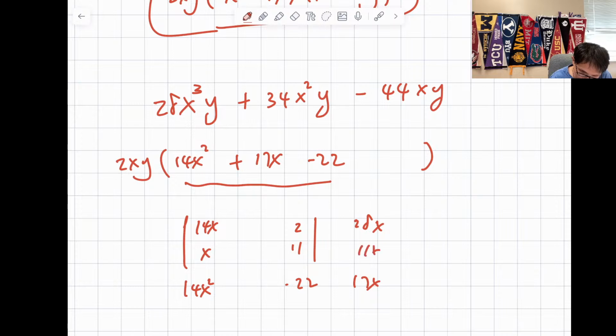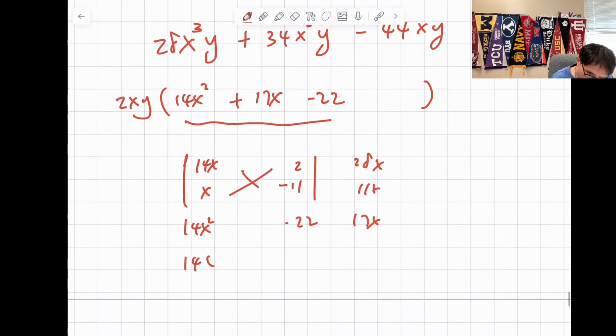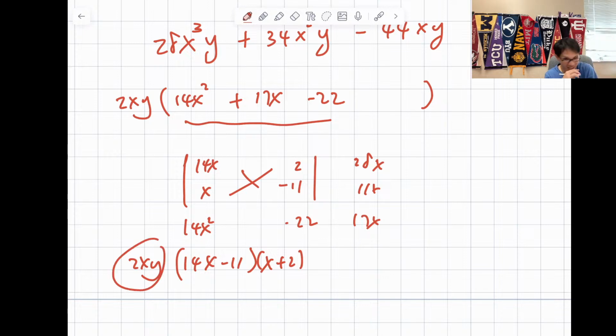28x, 11x. This one's negative. So it'll be 14x minus 11 and x plus 2. Now, please don't forget the 2xy. People on the test usually forget this. Don't forget that. That's still part of the factor.